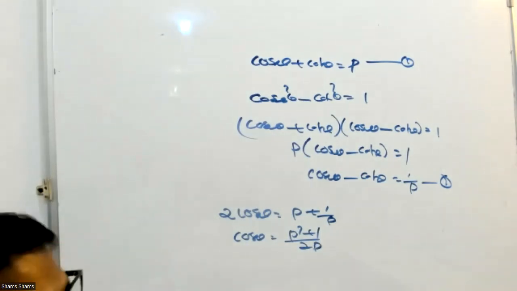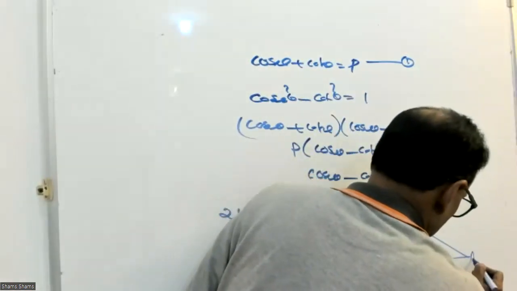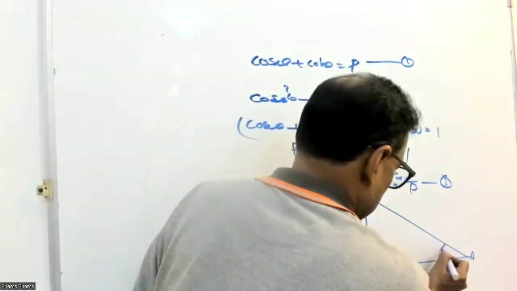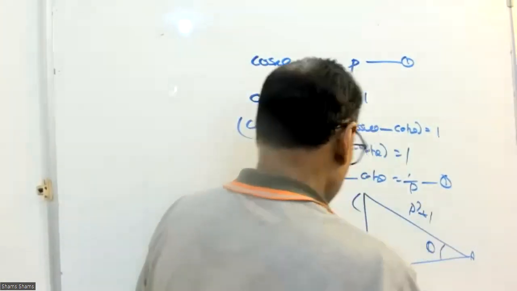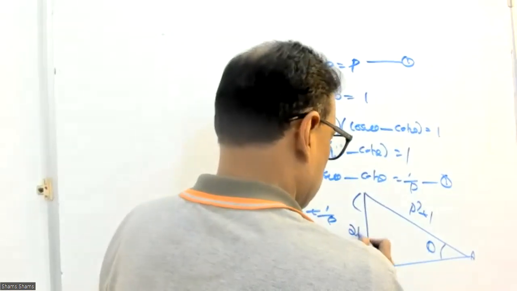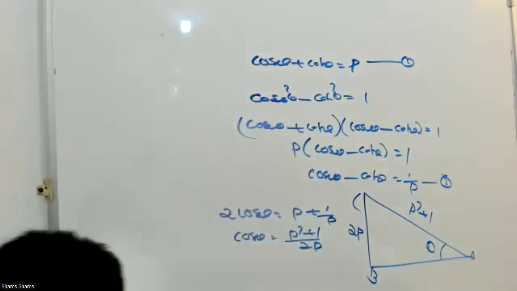Now we go to the right triangle method. A, B, C, theta here. Cosec theta is p square plus 1 divided by 2p. Correct or not? You can find out this one. Then find cos theta. Okay.